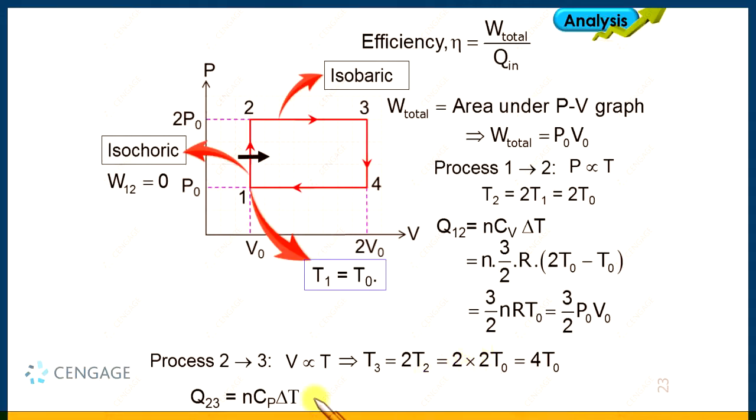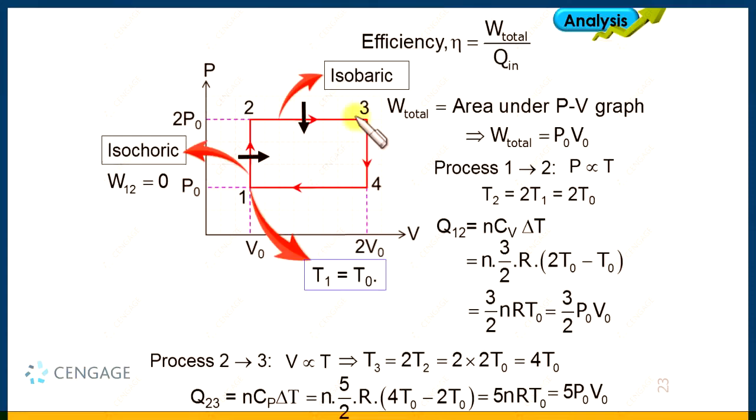And the value of Cp for a monoatomic gas is equal to 5/2 R. So, let us substitute this value. After calculating, we get 2T0 multiplied by 5/2, so this is equal to 5nRT0, and we know nRT0 equals P0V0. That means this is equal to 5P0V0. Okay, so we have calculated W23.